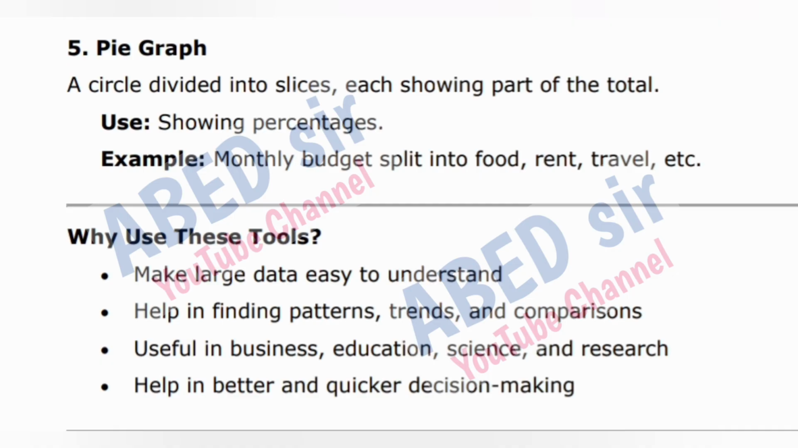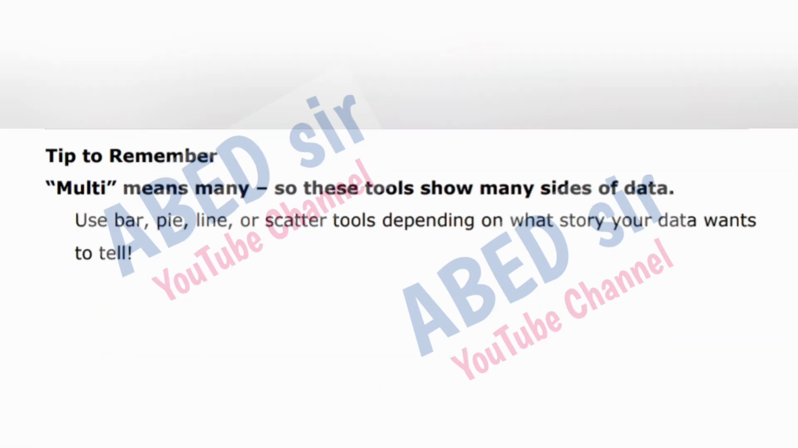Why use these tools? Make large data easy to understand. Help in finding patterns, trends, and comparisons. Useful in business, education, science, and research. Help in better and quicker decision making. Tip to remember: Multi means many, so these tools show many sides of data. Use bar, pie, line, or scatter tools depending on what story your data wants to tell.